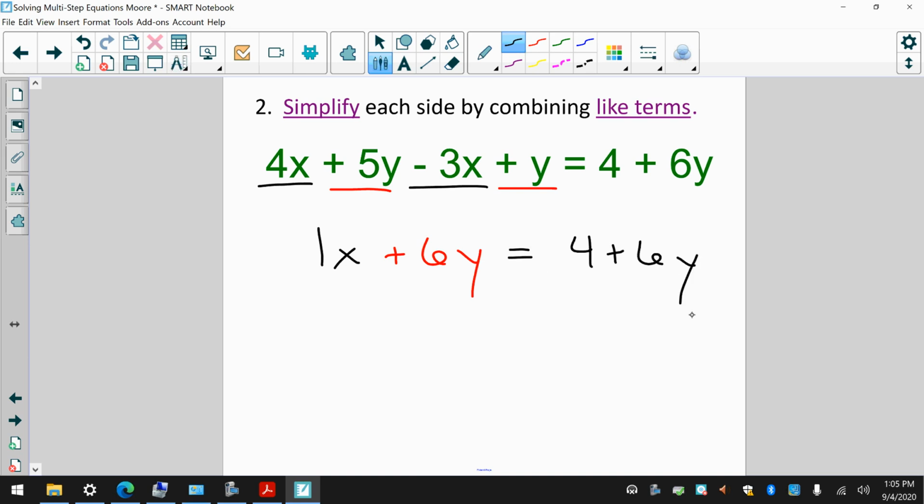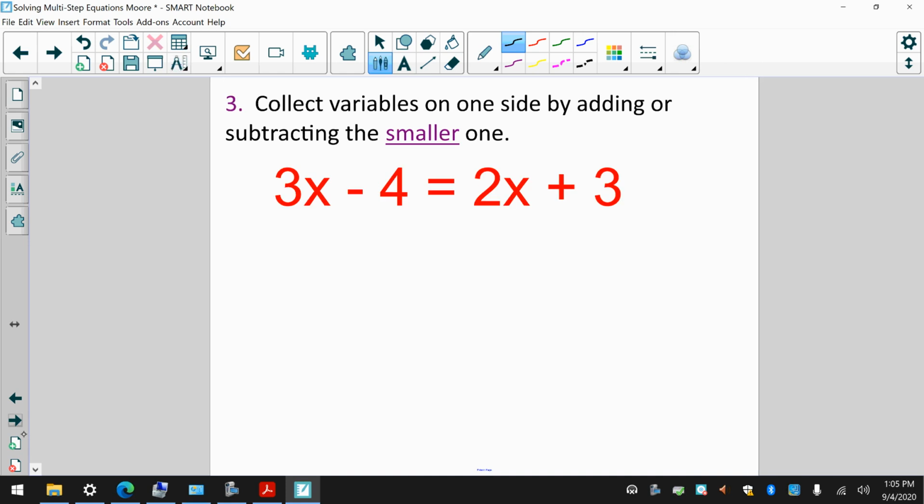So that's step 2. Simplify each side by combining like terms. Step 3, once you've combined all the like terms, make sure you move the variables to the same side of the equation. It doesn't matter which side, left or right, you get to choose, but you have to move them from one side to the other. If you look at this example, 3x minus 4 equals 2x plus 3, this step actually gives you an easy hint. Subtract the smaller one. That way you don't end up with negatives. Which is my smaller x? 2x. So I'm going to subtract 2x from both sides.